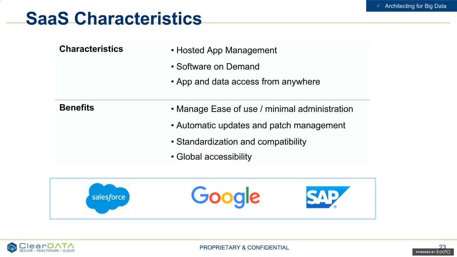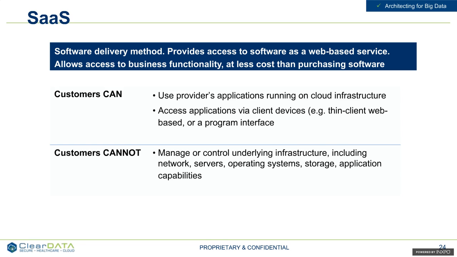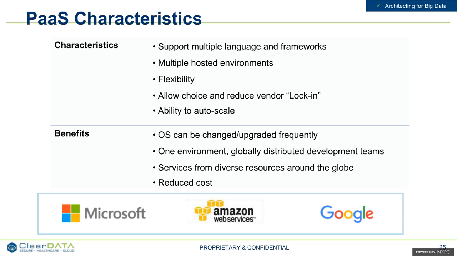Let's talk about platform as a service for a moment. The characteristics of platform as a service really allow you to have multiple languages and frameworks within a platform. You can code different applications that use the platform. It provides flexibility. This is an important one. It allows choice to help you reduce vendor lock-in, for example, and it gives you the ability to auto-scale.